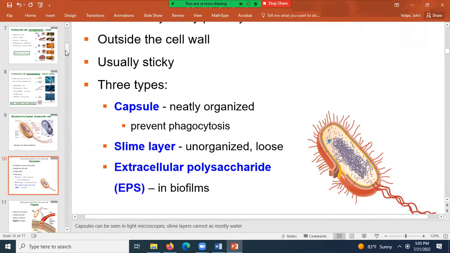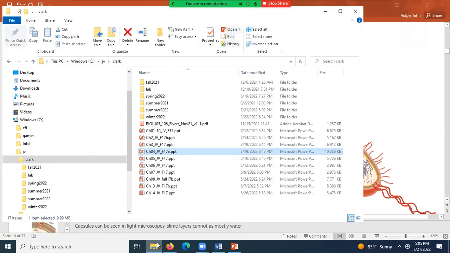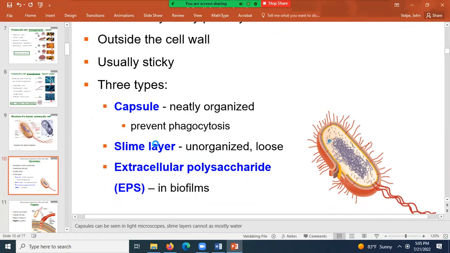If you remember, I think it was last time when I was showing you the capsules, it can be as big as the cell, sometimes even bigger than the cell.